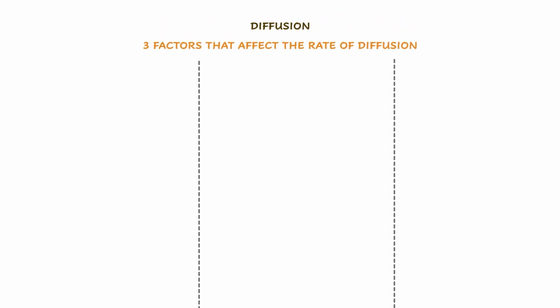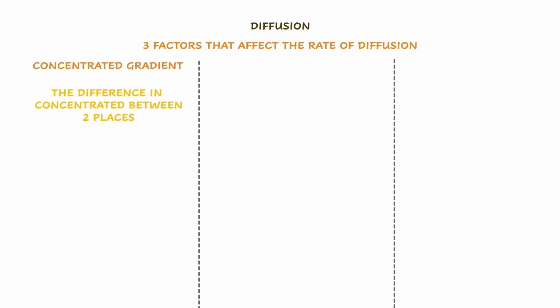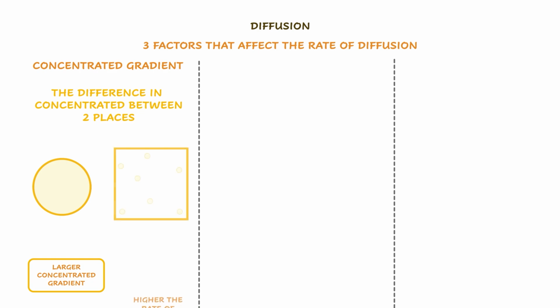The first factor is the concentration gradient, which refers to the difference in concentration between two areas. Looking at two boxes, in both cases, more particles are on the left than the right, so they diffuse from left to right. However, in the top box, diffusion occurs faster because the concentration difference is greater. In summary, the larger the concentration gradient, the faster the diffusion rate.